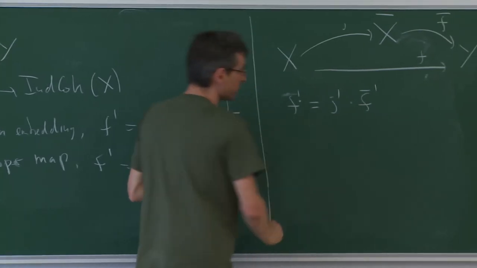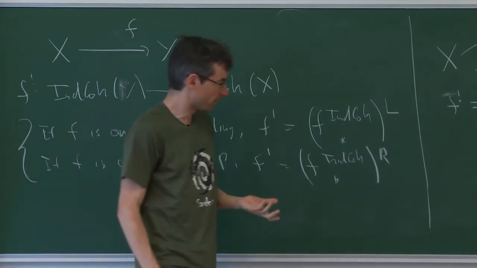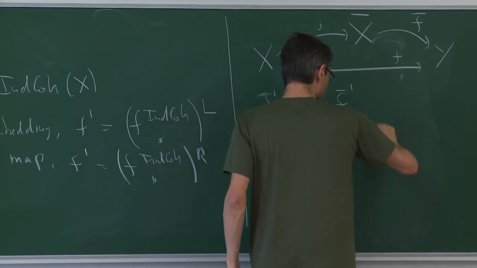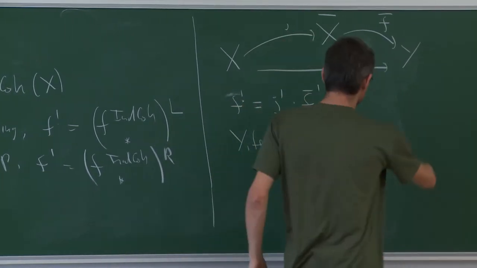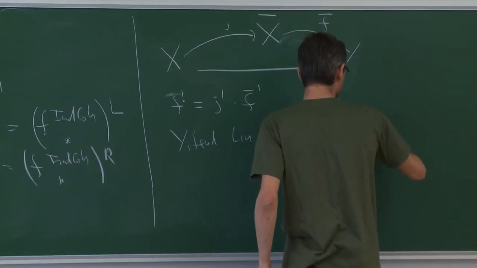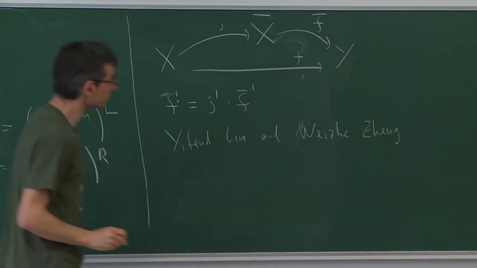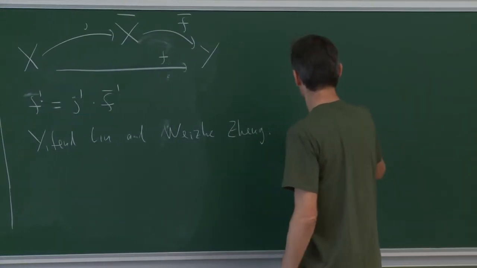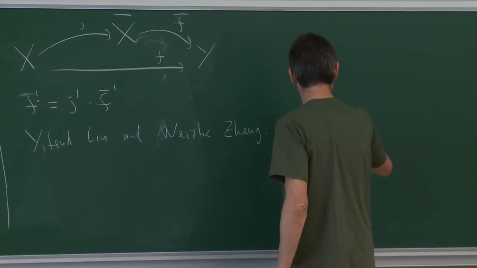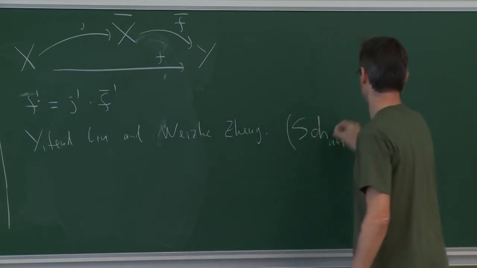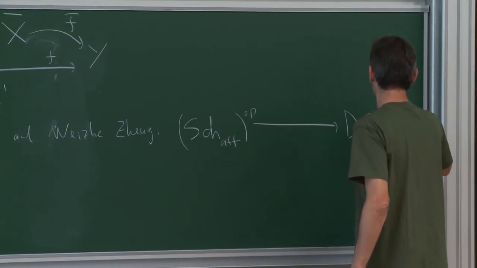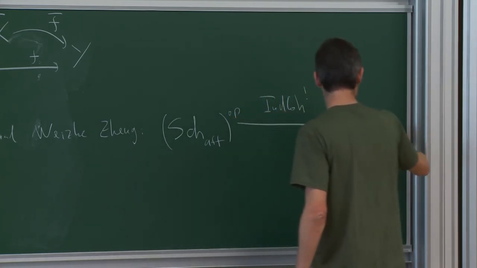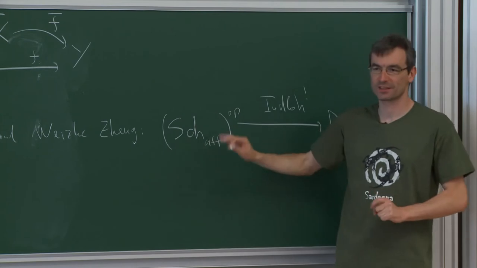So this has actually been done in the world of constructible sheaves by, there are two papers by Yifeng Liu and, I'm forgetting his first name, Weizhe Zheng. So they did it. They constructed this upper shriek. It is a functor, taking schemes, almost of finite type, to DGCAT. Derived schemes, okay. Yes. According to my conventions, I don't even say that they're derived. So they are.